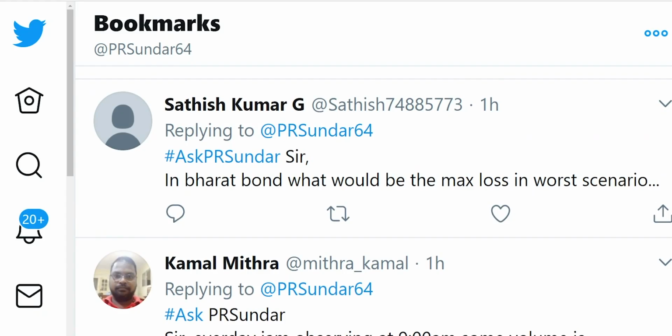Next one, Mr. Satish, in Bharat Bond, what would be the maximum loss in worst case scenario? Forget about Bharat Bond. Anything you invest, your maximum loss is 100%. It is going to be difficult to tell you the maximum loss is 10% or 15%. However, Bharat Bond is an ETF. They lend the money only to the public sector enterprises. So therefore, it should be reasonably safe.